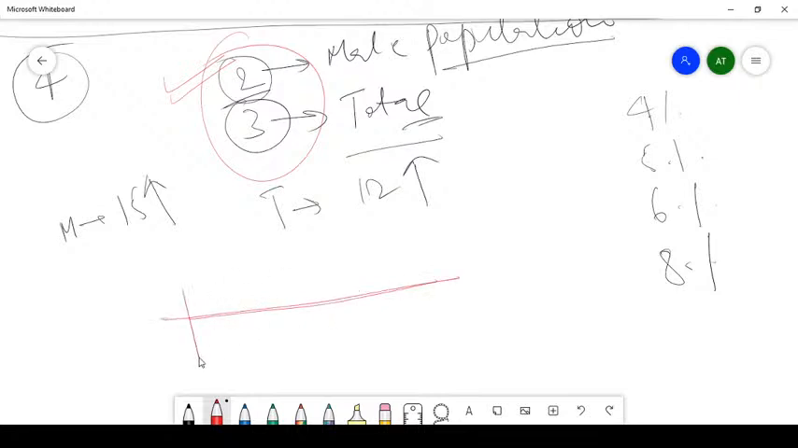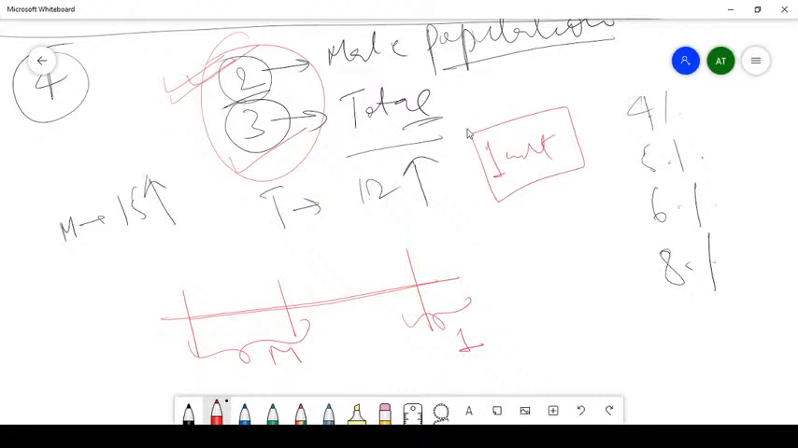It says that 3 are the total population, in which 2 are male, so one unit must be the female. If the total population is 3 units and 2 units is the male population, then one unit must be the female population, right? And again it says that the total population is increased by 12%.